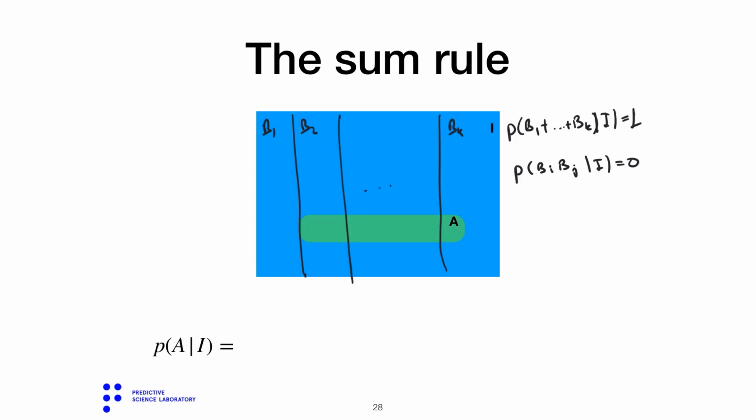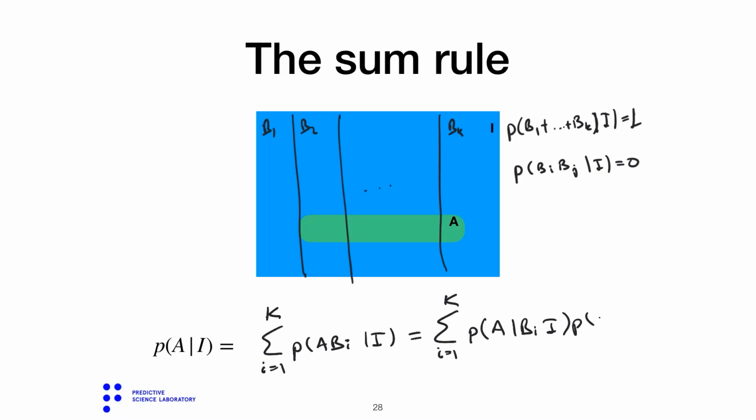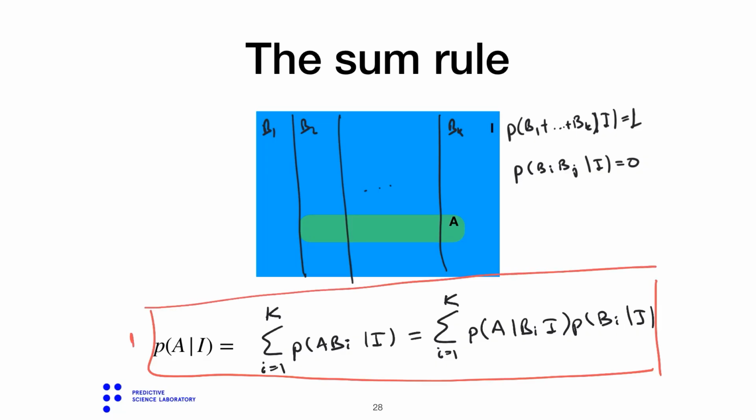Then what we can do is write the probability of A given I as the probability of A and BI being true, summed over all the possible BIs, K of those. And of course, if we apply the product rule for each one of the terms, we're going to get an expression that looks like this: the sum over I of the probabilities of A given BI times the probability of BI, like this. Now this is the most general form of the sum rule, and you absolutely need to remember it because we're going to use it about 100 times in this course.